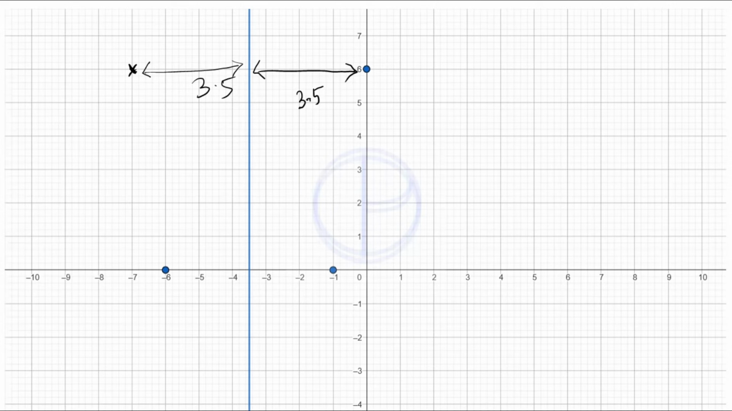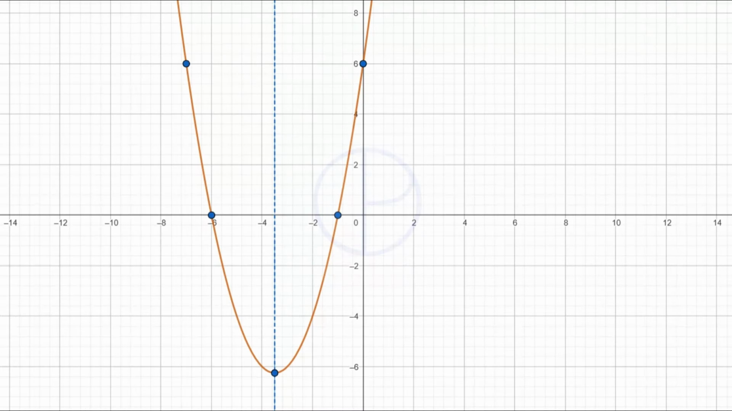Remember, the axis of symmetry divides the parabola into two equal halves. Now connect these 5 points to draw the quadratic function graph which opens upwards. You will get a curve like this.